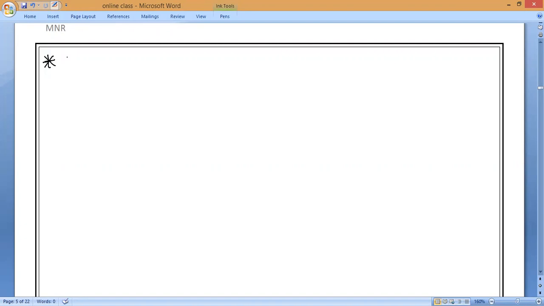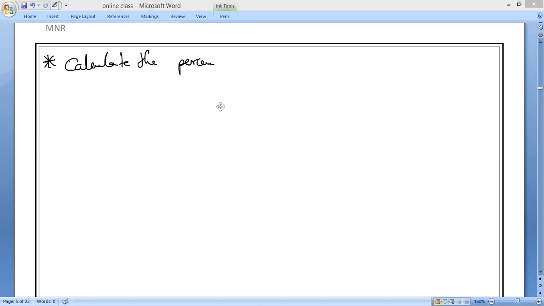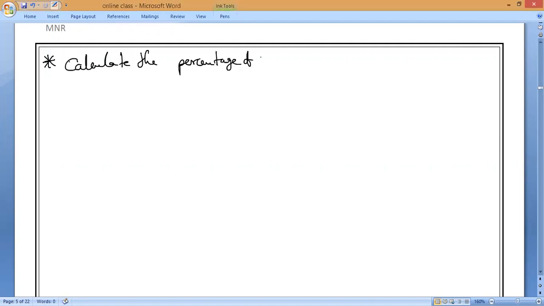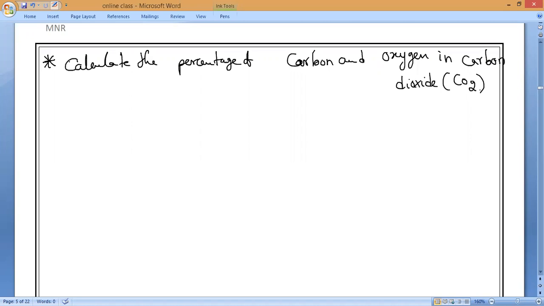The next question is a little bit important. Let me see how you people will solve. Calculate the percentage of carbon and oxygen in carbon dioxide. So what is the formula of carbon dioxide? CO2. Understand?